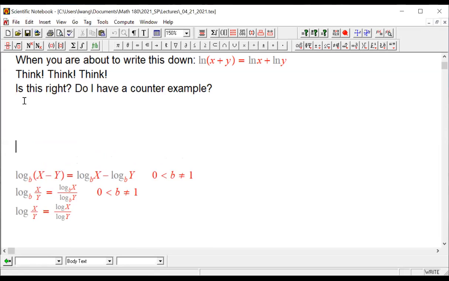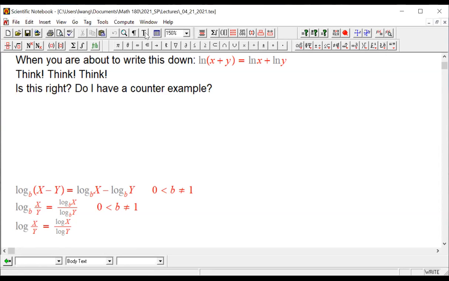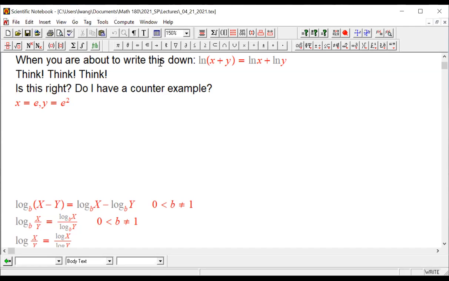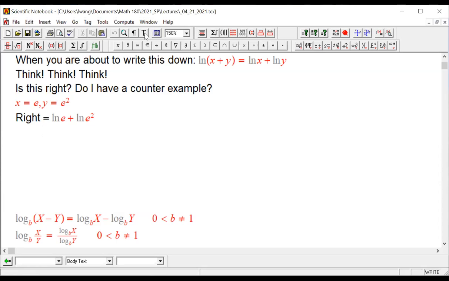Under the circumstances, you can say, let me set x equals e and y equals e squared. Can I do that? Yes, because now the base is set. What's the right-hand side? This is e, and that's e squared. What does ln e equal? It equals 1, and ln e squared equals 2, so that equals 3, isn't it?